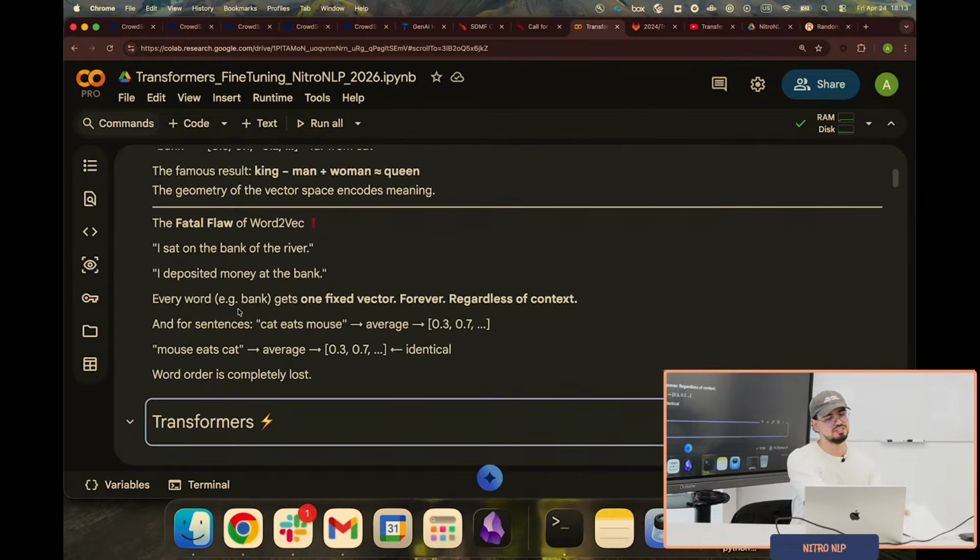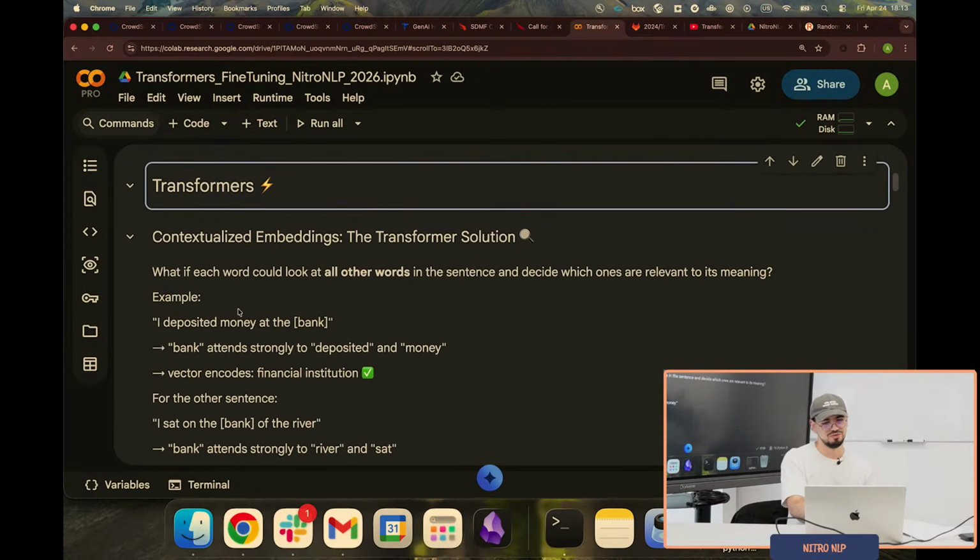All right, and this gets us to the main point of today's lecture, which is transformers. Everything that we saw until now guided us to reach transformers. To sum up a bit, one-hot encoding had no meaning, Word2Vec had meaning but had no context, and transformers kind of solve the context problem.